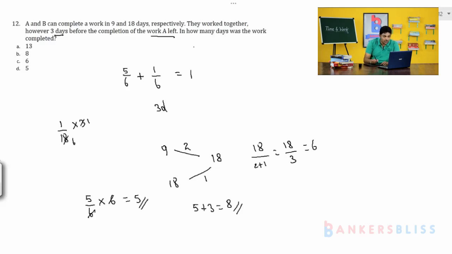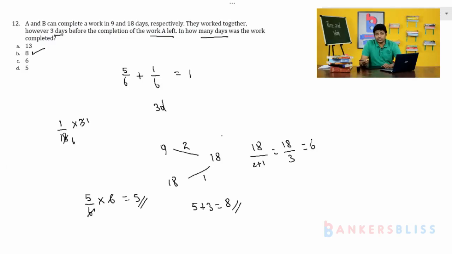So see here, in how many days was the work completed? They are not asking for the remaining part of the work, or how many days both A and B work together. They are asking that altogether, in total, how many days they took to complete the work. So here 5 days they work together. In the last 3 days B works alone. So altogether 5 plus 3 is equal to 8. So they worked for 8 days. So 8 days is the right answer.